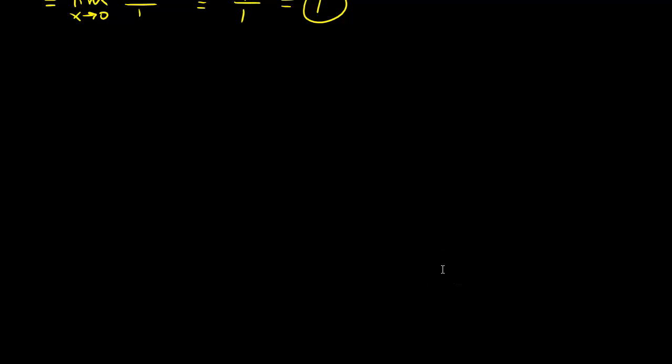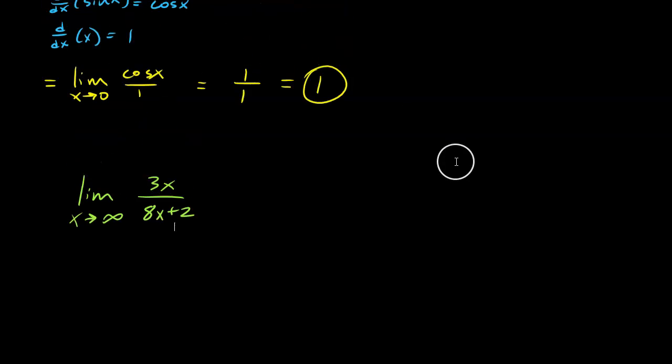Okay, I'll put up another example. We'll progressively get more difficult. See if you guys can do this one. The limit as x approaches infinity of 3x over 8x plus 2. See if you guys can mimic the way that I wrote the first one on how to figure this one out.